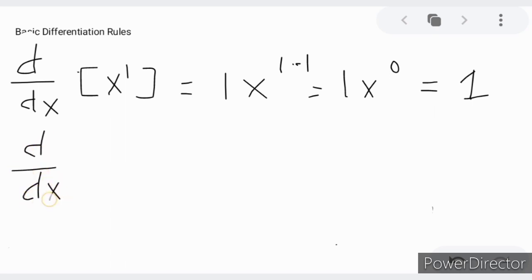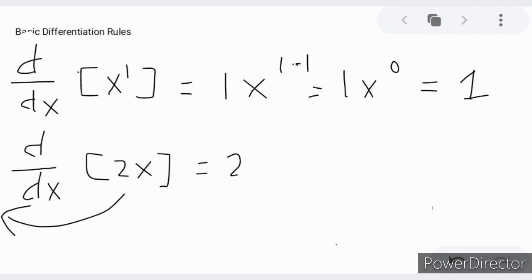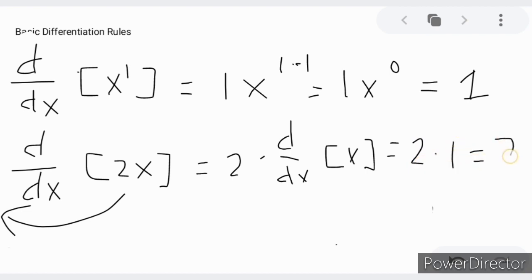So here's another example for this expression. The derivative of 2x. The first thing we need to do is to put the number 2 on the left side. So 2 times the derivative of x, and we all know that the derivative of x is equal to 1. So 2 times 1 is equal to 2. That is the derivative of 2x.